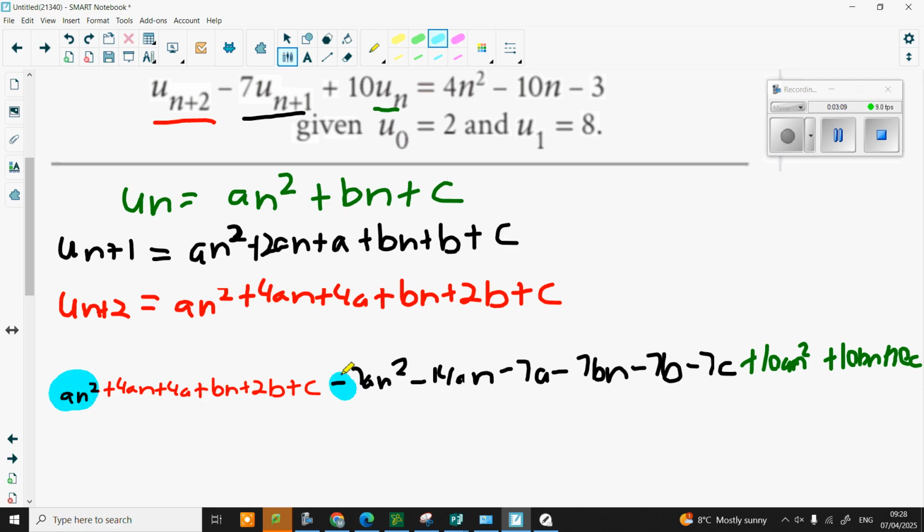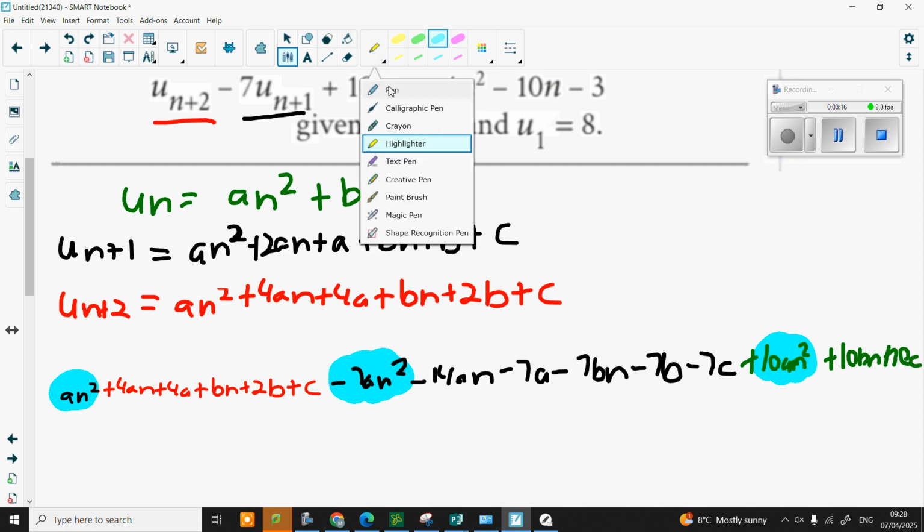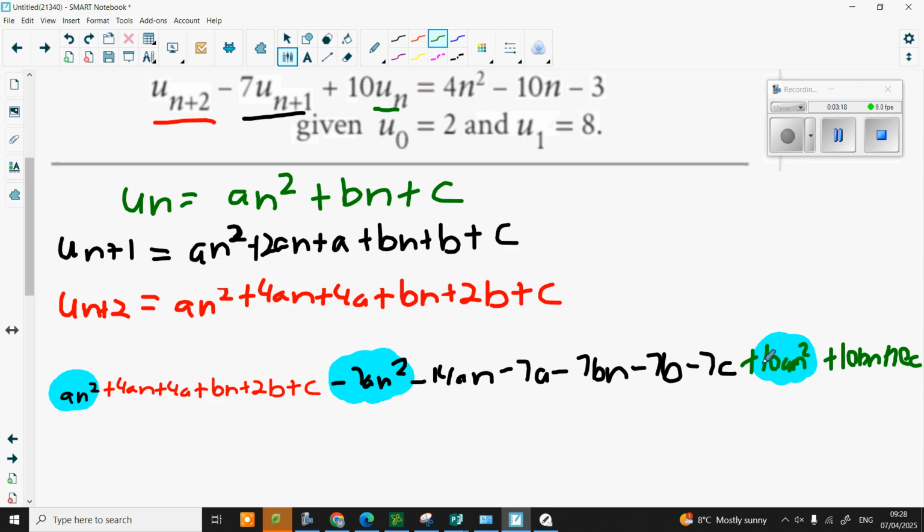One of them minus 7 of them plus 10 of them. So that will be, we've got 4an squared. So 4an squared is equal to the 4n. And this means a equals 1. So we sorted out that a equals 1. Is that right? Now, we're going to count the n's next.